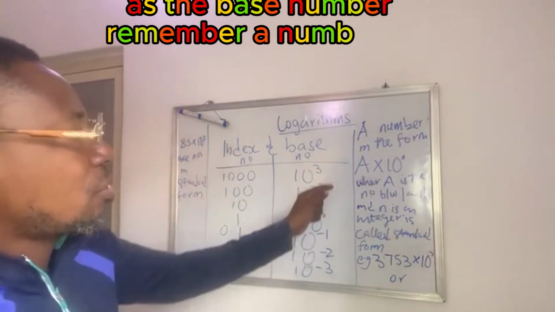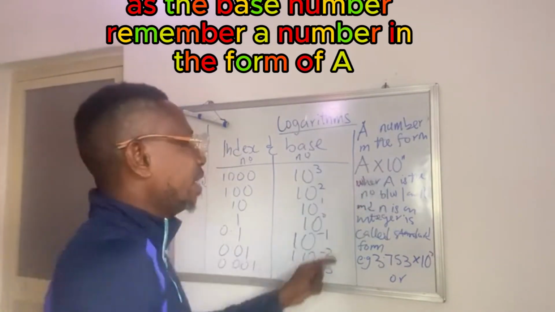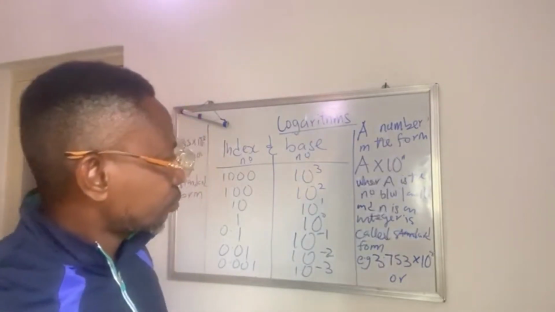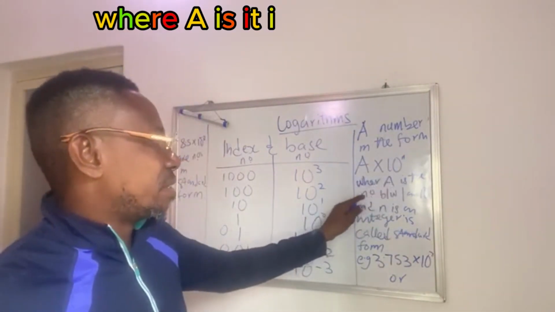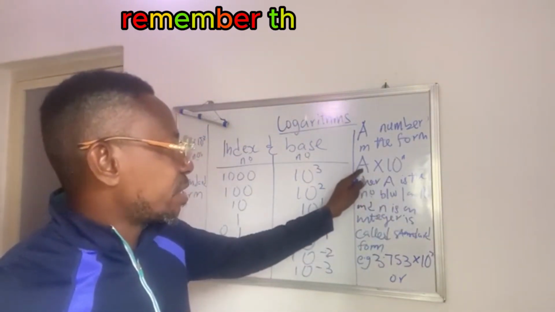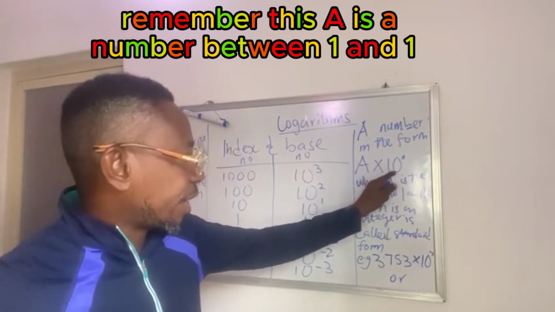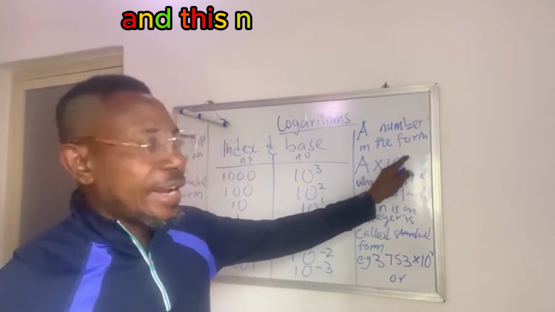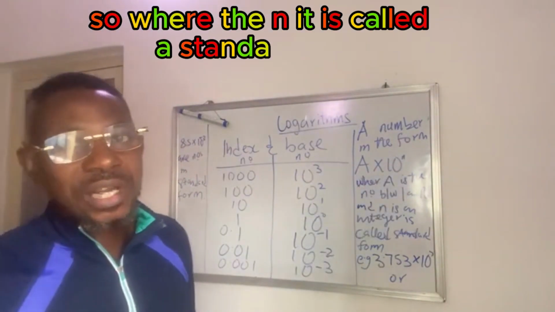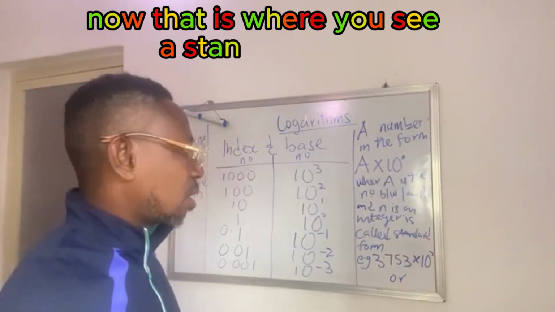Remember, a number in the form of a times 10 raised to power n, where a is a number between 1 and 10. Remember, this a is a number between 1 and 10, and this n here is an integer. Where this is the case, it is called a standard form. Now that is where you see a standard form.